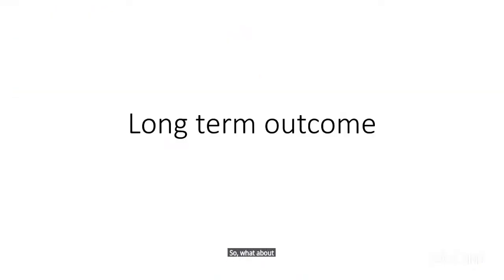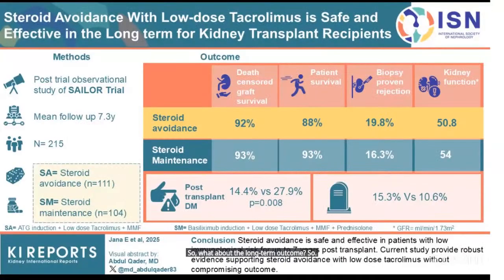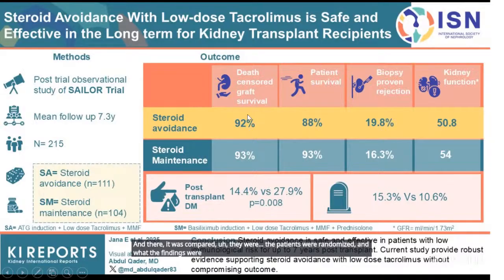So what about the long-term outcome? In a recent publication by the Saylor group, they compared steroid avoidance, where they used ATG as induction with low-dose TAC and MMF as maintenance immunosuppression, against steroid maintenance, where basiliximab was used as induction along with triple immunosuppression: low-dose TAC, MMF, and prednisolone. The patients were randomized, and the findings were that death-censored graft survival was almost similar. Patient survival was also almost similar and statistically not significant.